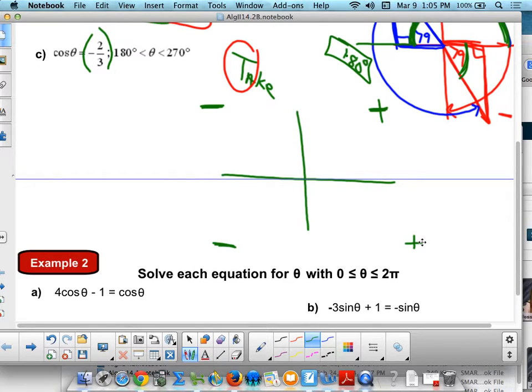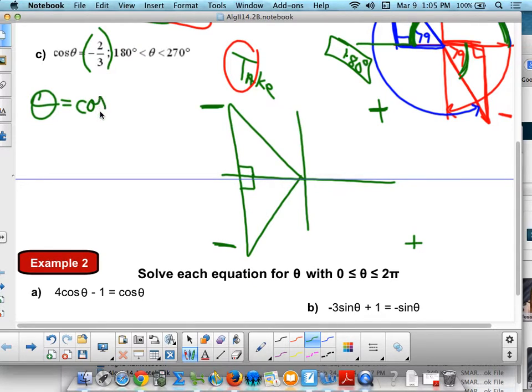I could quick draw you a quick triangle there, and another one right here. This is what is going to happen. You just need to punch it in. Theta equals inverse cosine of negative 2/3. What did you get?